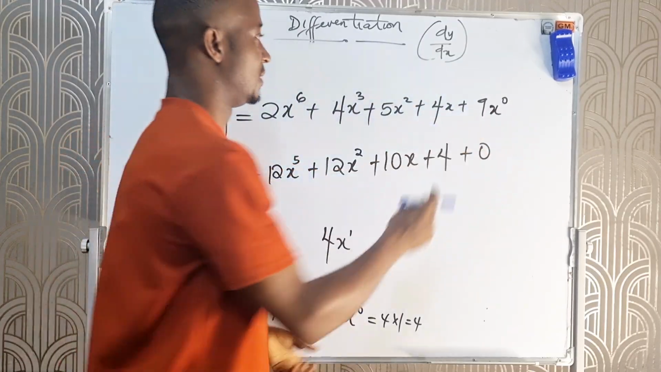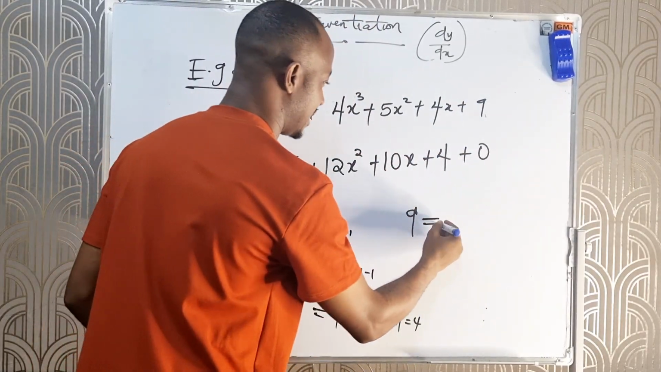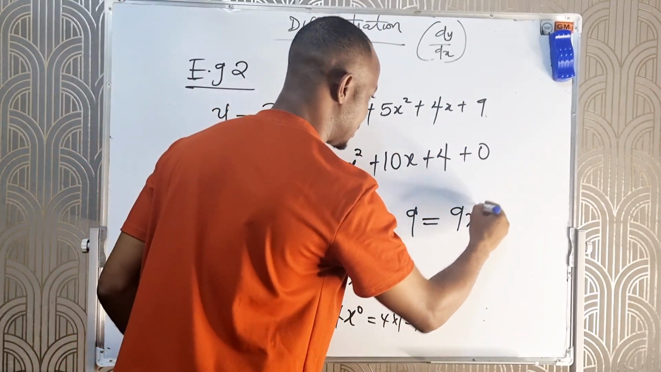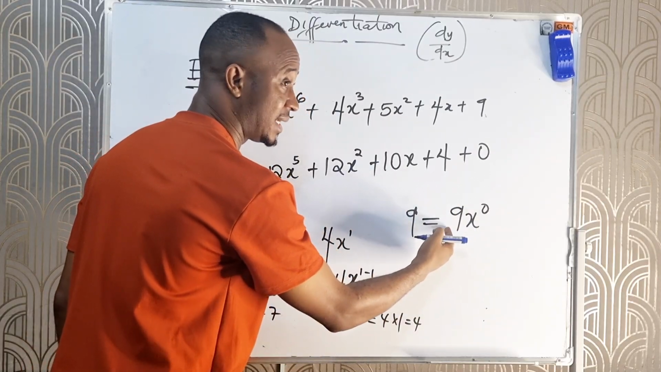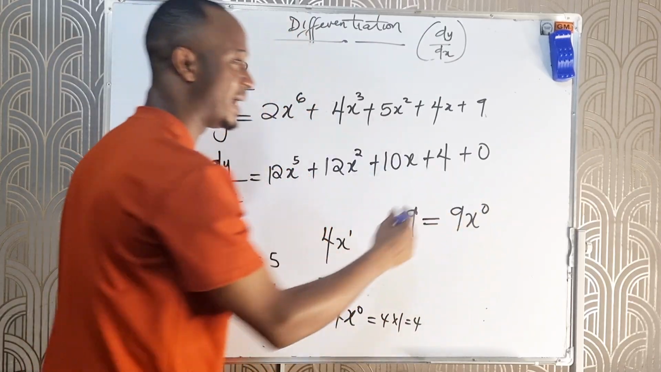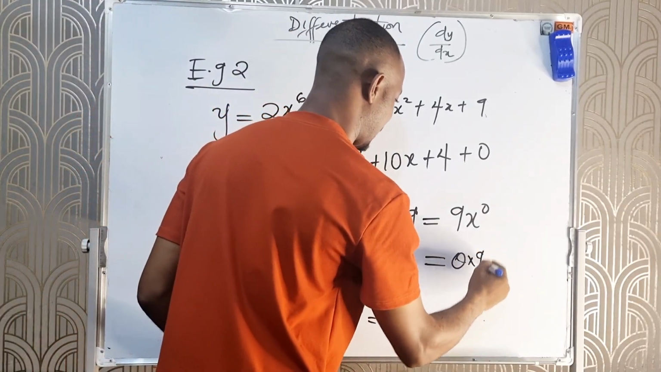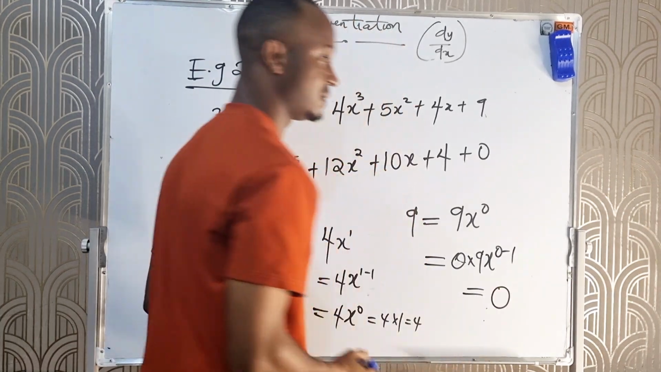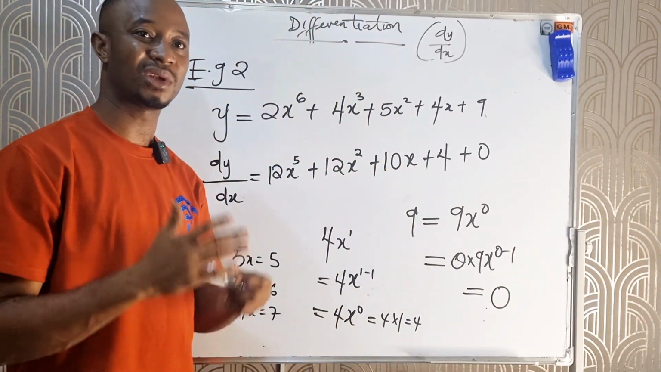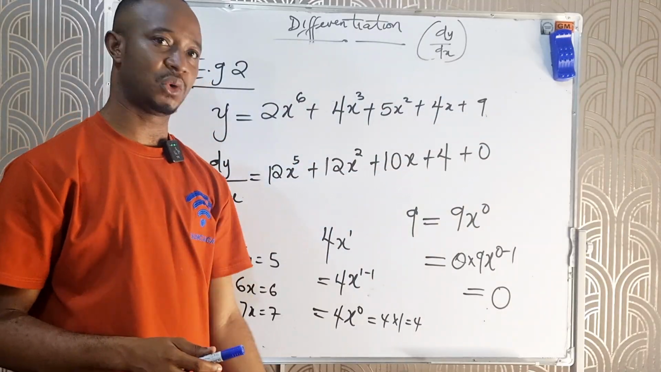Is 9. So that means that if I'm to differentiate 9, this is the same as 9x to the power of 0. By the time we differentiate this, I'll multiply this 0 by 9. And whenever I multiply 0 by any number, the result becomes 0. So 0 times 9x to the power of 0 minus 1 is simply equal to 0. So whenever we differentiate a constant value, the result must be equal to 0.